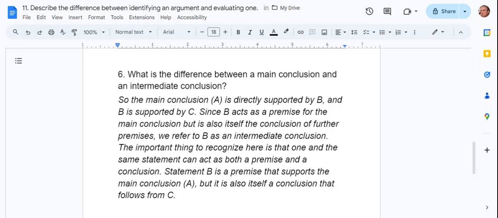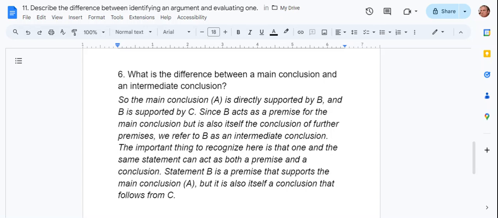The important thing to recognize here is that one and the same statement can act as both a premise and a conclusion. Statement B is a premise that supports the main conclusion, but it is also itself a conclusion that follows from C. So the main conclusion of any argument is the point of the argument, the thing that is most important, the thing that the argument is trying to establish. An intermediate conclusion is one of the premises for that main conclusion, but it itself is supported by reasoning. So it's a conclusion along the way to the main conclusion.